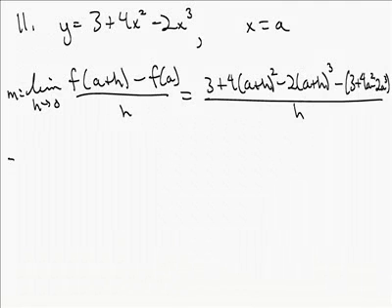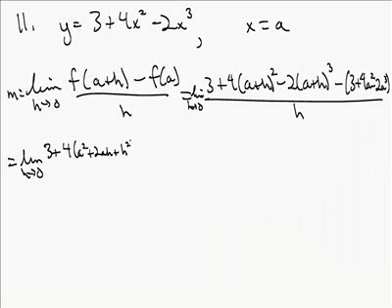Now, what is this going to give us? This is going to be the limit as h approaches 0 of 3 plus 4 times, if I square a plus h, I get a squared plus 2ah plus h squared, minus 2 times, let's see, I have a plus h cubed. Let's square it first: a squared plus 2ah plus h squared, times a plus h.